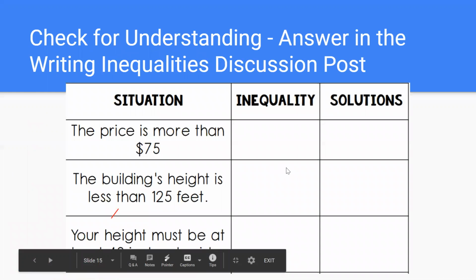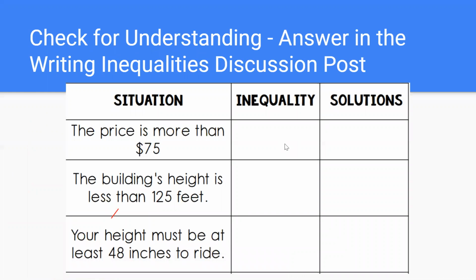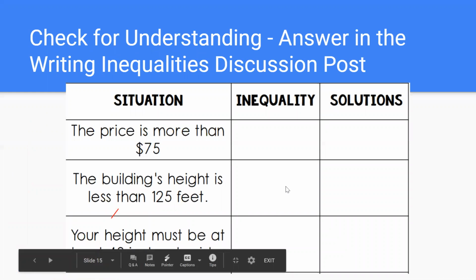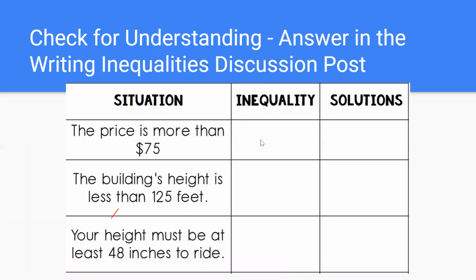So these examples right here are what you're actually going to add into our discussion post as our check for understanding. This is part of your assignment for this week. You're going to look at the 3 situations, and for each situation, you are going to write an inequality and give me 2 possible solutions. When you write the inequality, you need to use some type of variable or letter to stand for the unknown amount. I don't care what letter you use. And then you're going to use either the greater than symbol, the less than symbol, or the equal symbol.